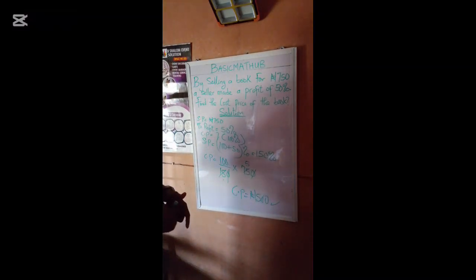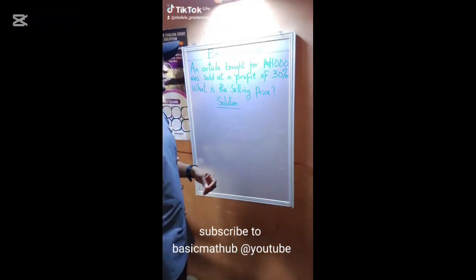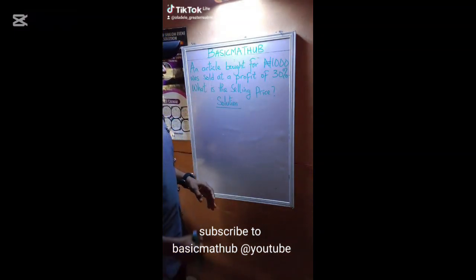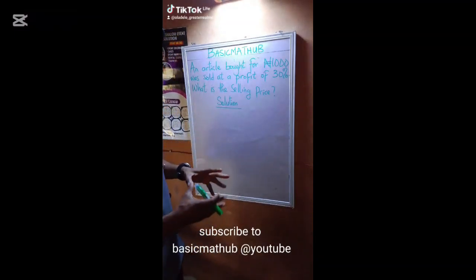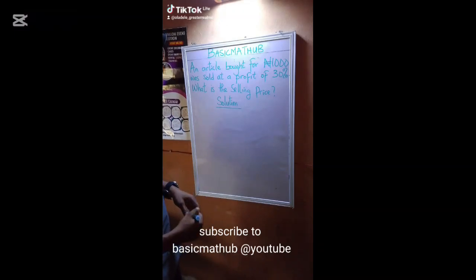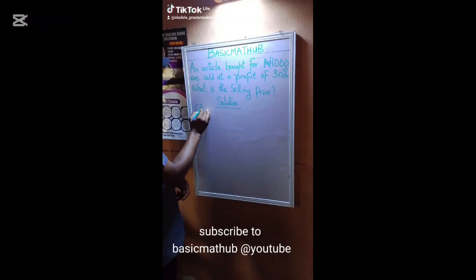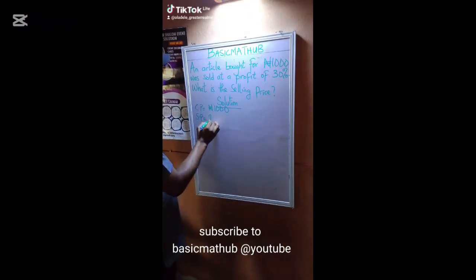So when we are dealing with percentage that has to do with selling price and cost price, our cost price as a percentage is 100%. Consider this question. An article bought for 1,000 was sold at a profit of 30%. What is the selling price? I told you in the last episode that the cost price in percentage is always 100. So let's start by bringing out the parameters. An article was bought, that's the cost price, 1,000 naira. The selling price, we're not given. That's what we are looking for.